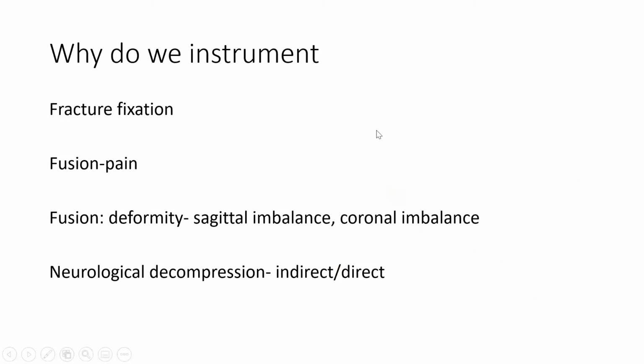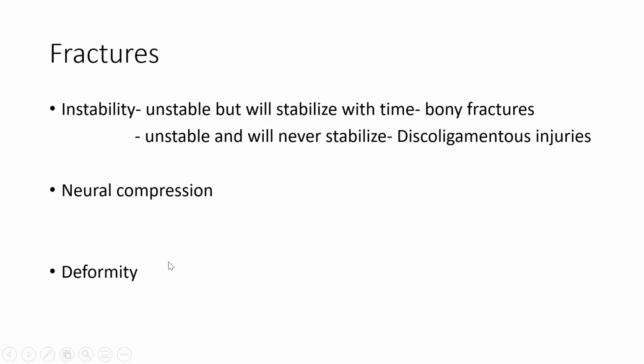So why do you put instruments in? The obvious one is to fix fractures. Same as in general trauma, you want to fix a fracture to provide immediate stability, and you can get the patient out of hospital quicker. We use it in fusions. A fusion in spinal surgery is to get one vertebra to grow onto the other one, and we mostly do it for pain relief, because most of our fusion surgery comes with degeneration. You may also choose to treat deformity, such as sagittal or coronal imbalance, and you also use it for neurological decompression, and I'll show you some examples of that.